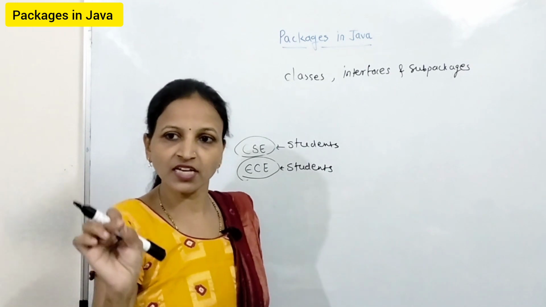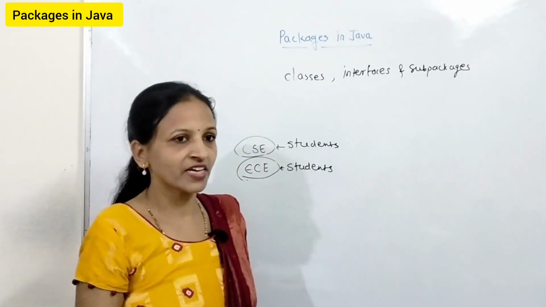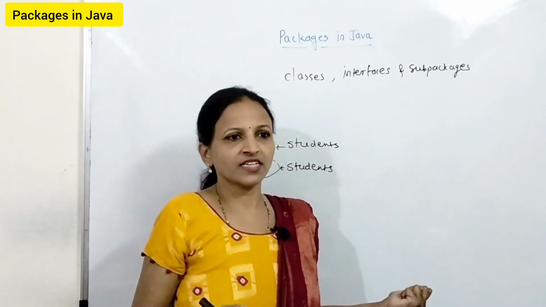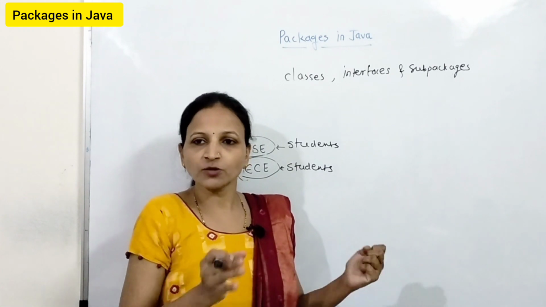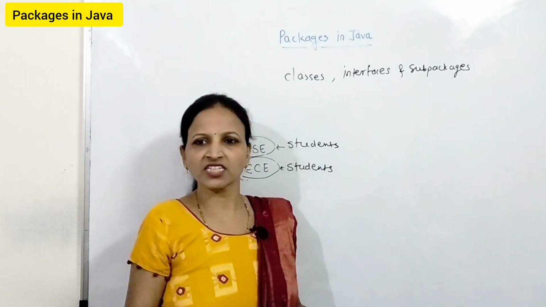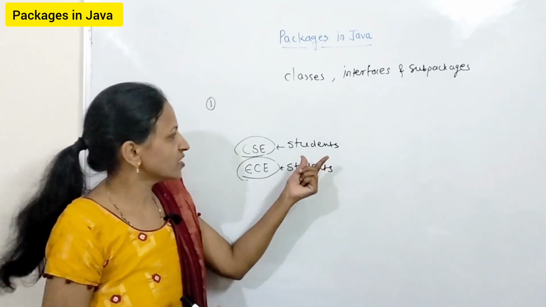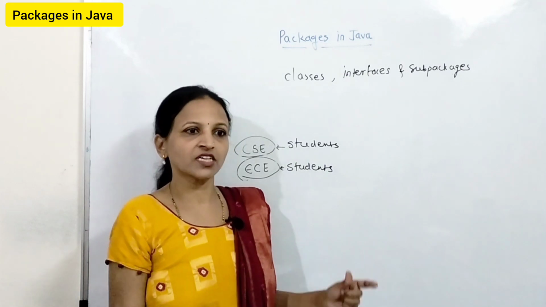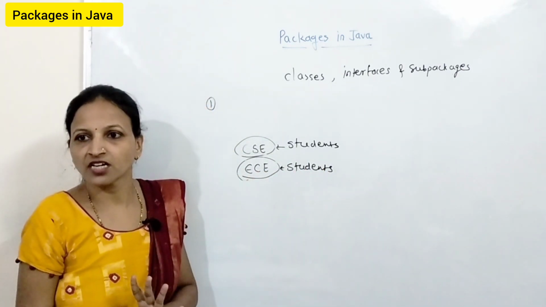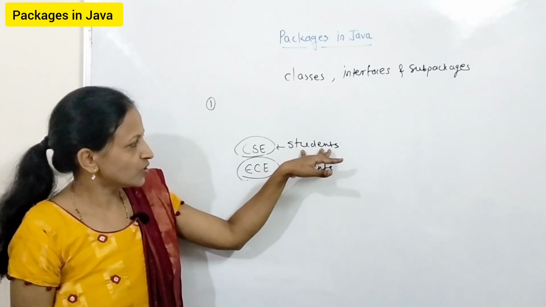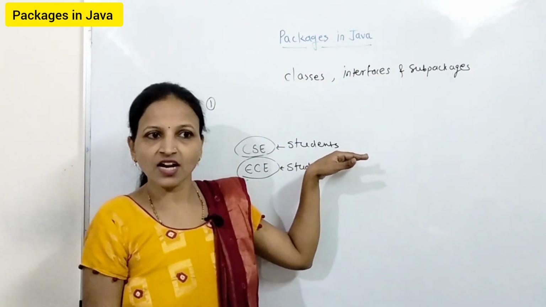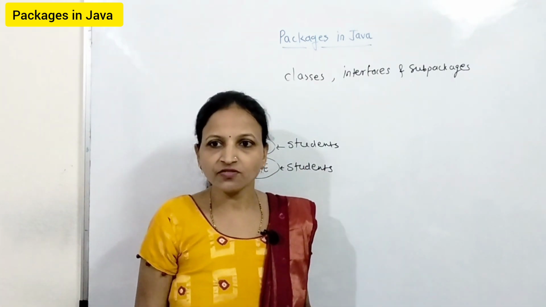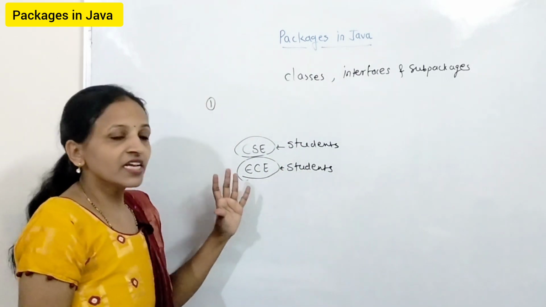If you want to use the same name for different classes, there is only one way: create two packages and store the class inside each package. That is the only way, because a package is nothing but a collection of classes. I will create a student class and store it inside the CSE package. Again I will create the same student class and store it inside the ECE package. Now we can access this student using package name dot class name, to avoid naming conflicts.